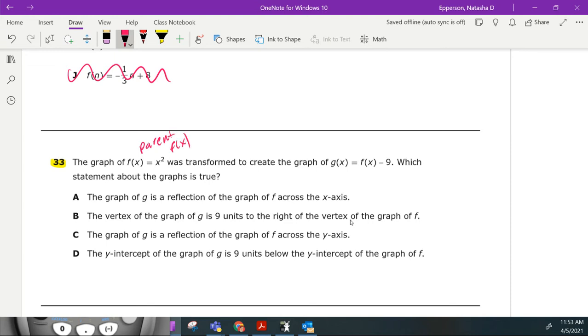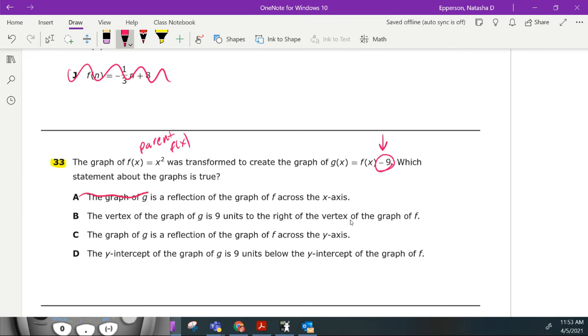The graph was transformed to create the graph g of x, f of x minus 9. Which statement of the graphs is true? That means the only thing that we did was we shifted the graph. It's outside the parentheses. Anything outside the parentheses means we have a vertical shift.